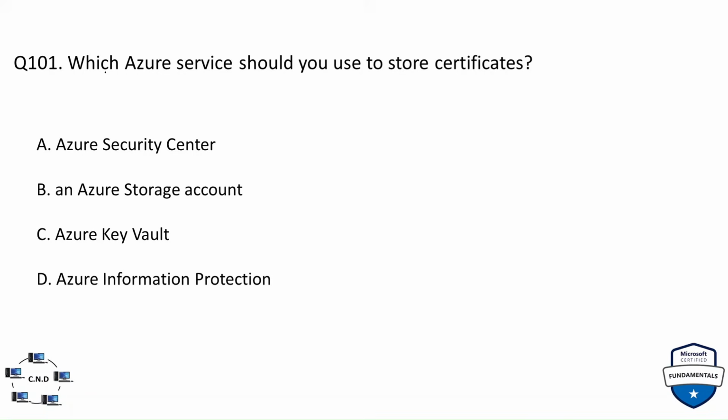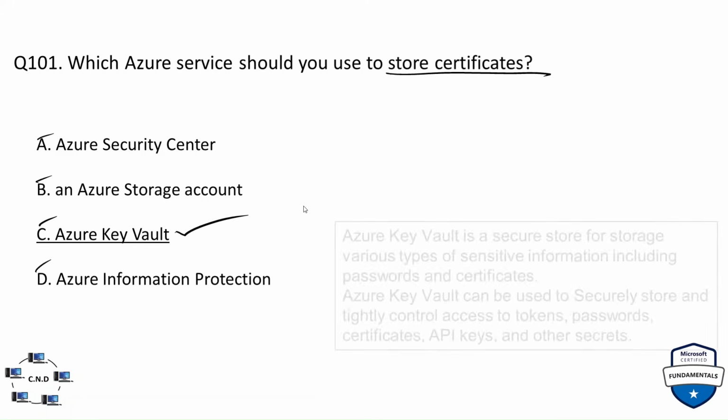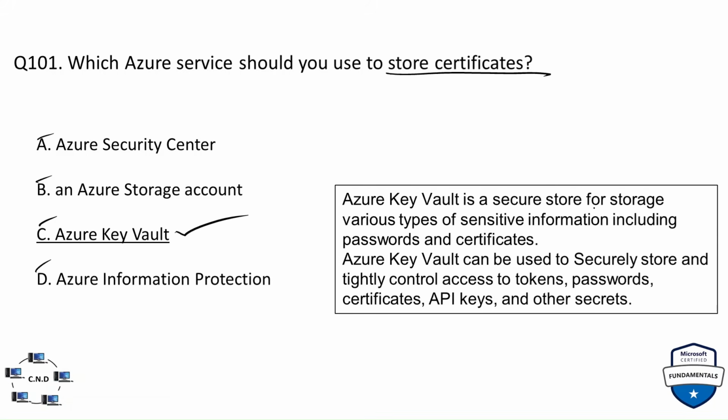Question number 101 is that which Azure service should you use to store certificates? The options are A, Azure Security Center, B, an Azure Storage Account, C, Azure Key Vault, and D, Azure Information Protection. And the correct option is Azure Key Vault. Azure Key Vault is a secure store for various types of sensitive information, including passwords and certificates. Azure Key Vault can be used to securely store and tightly control access to tokens, passwords, certificates, API keys, and other secrets.